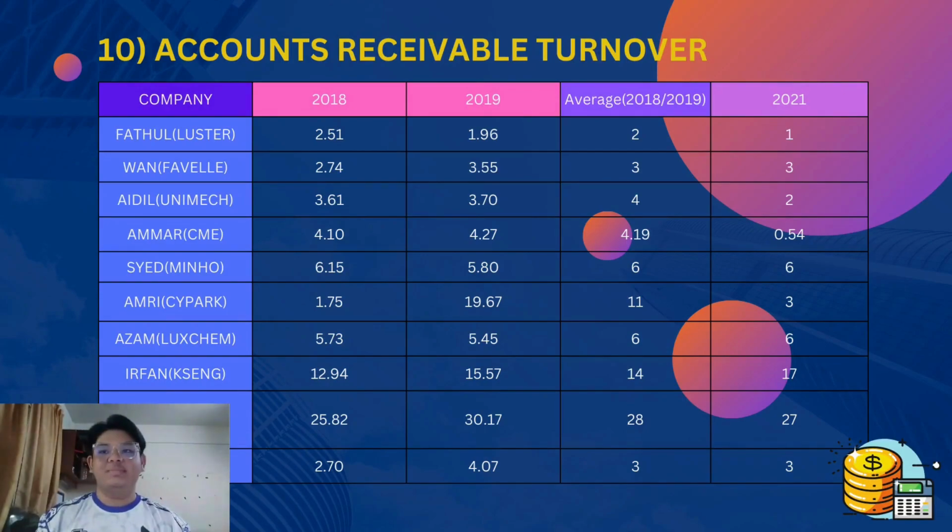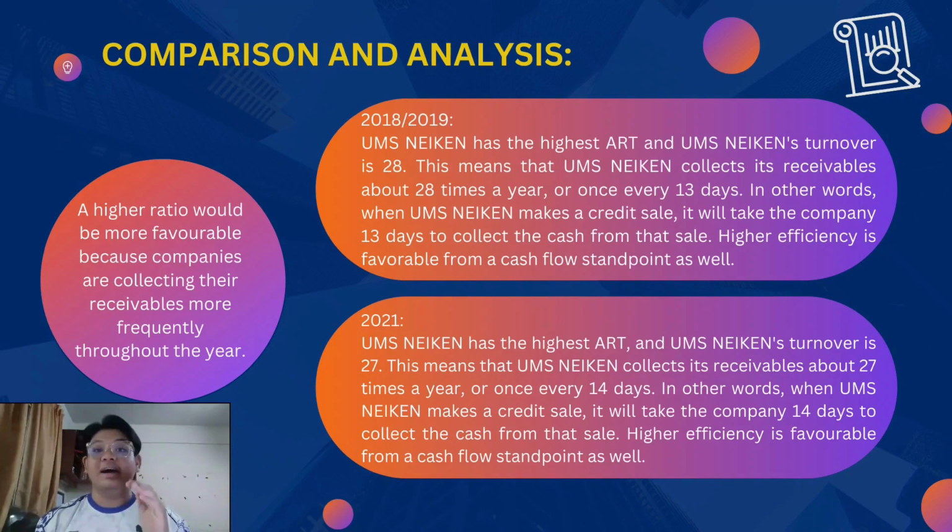Next, I will explain about account receivable turnover. Account receivable turnover is an efficiency ratio or activity ratio that measures how many times a business can turn its account receivable into cash during the period. For comparison and analysis, a higher ratio will be more favorable because companies are collecting their receivable more frequently throughout the year. For 2018-2019, UMS Niken has the highest account receivable turnover, which is 28.